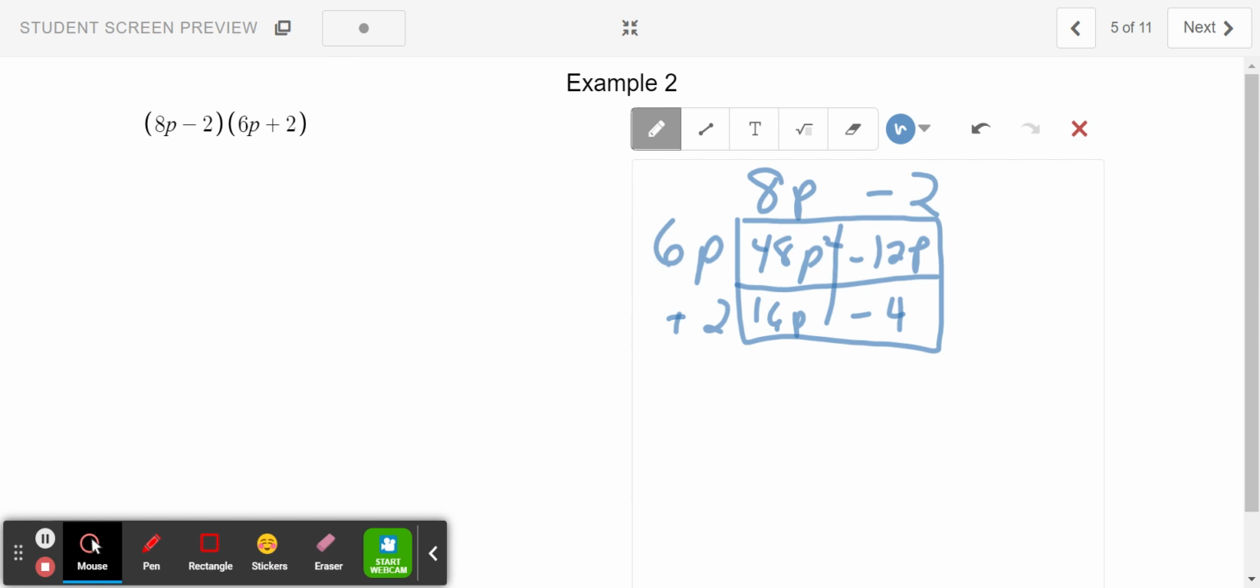Now we're going to combine like terms. So I have one p squared term. So that is 48p squared. I have a negative 12p and a positive 16p. So that becomes positive 4p. And then I have one constant. So that would be minus 4.